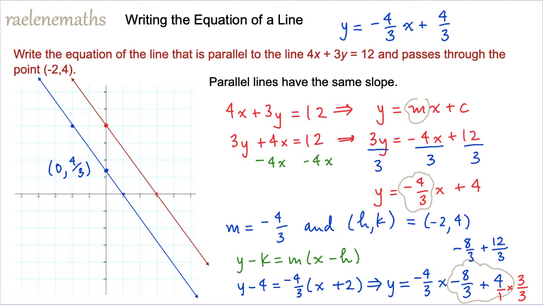There you have a couple of examples of writing the equation of a line given different scenarios. Keep in mind that the most general way to write the equation of a line is the point-slope form of the line, but in certain cases, if we have the y-intercept, we can directly go to the y equals mx plus c form of the line.